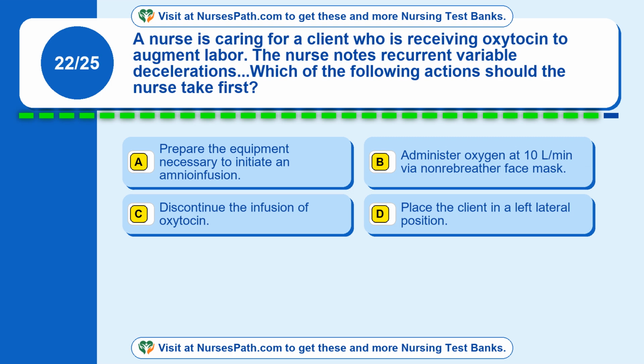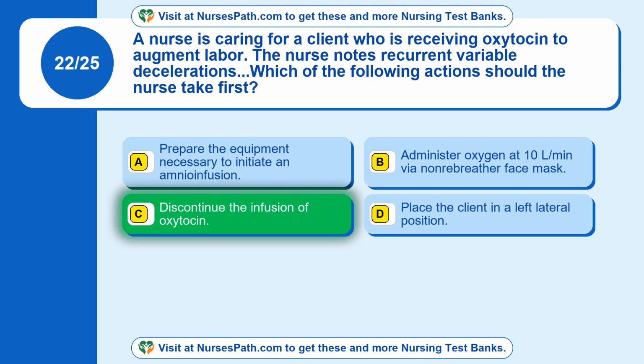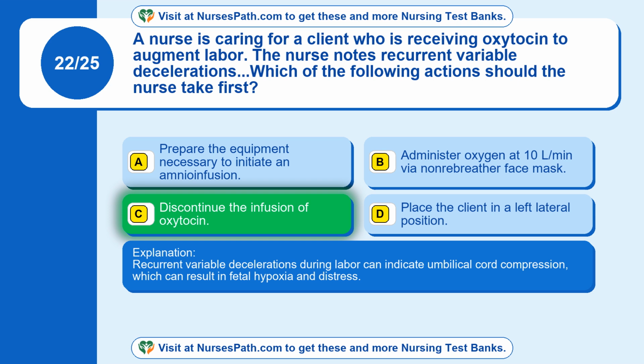Question 22. A nurse is caring for a client who is receiving oxytocin to augment labor. The nurse notes recurrent variable decelerations. Which of the following actions should the nurse take first? Option A. Prepare the equipment necessary to initiate an amnio infusion. Option B. Administer oxygen at 10 L/min via non-rebreather face mask. Option C. Discontinue the infusion of oxytocin. Option D. Place the client in a left lateral position. The correct answer is option C. Discontinue the infusion of oxytocin. Recurrent variable decelerations during labor can indicate umbilical cord compression, which can result in fetal hypoxia and distress.